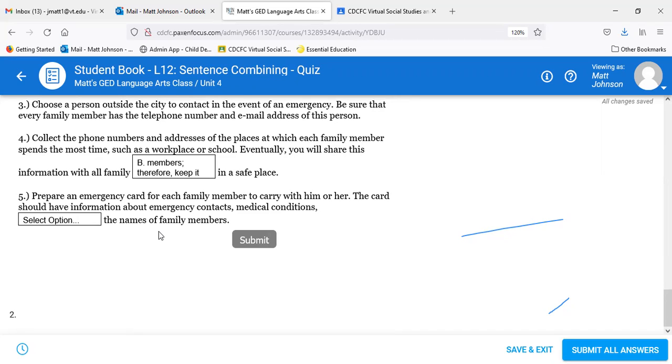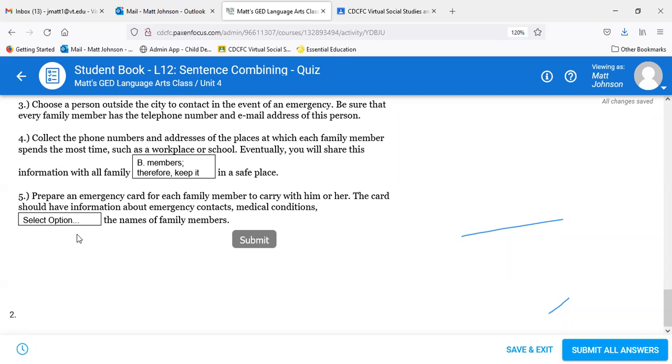place. You could separate that as two sentences as well, where you just have, eventually, you will share this information with all family members, period. Therefore, comma, keep it in a safe place. But making a complex sentence here, you put those two together, or I should say compound sentence, because you have two subjects there. Okay. And then prepare an emergency card for each family member to carry with him or her.